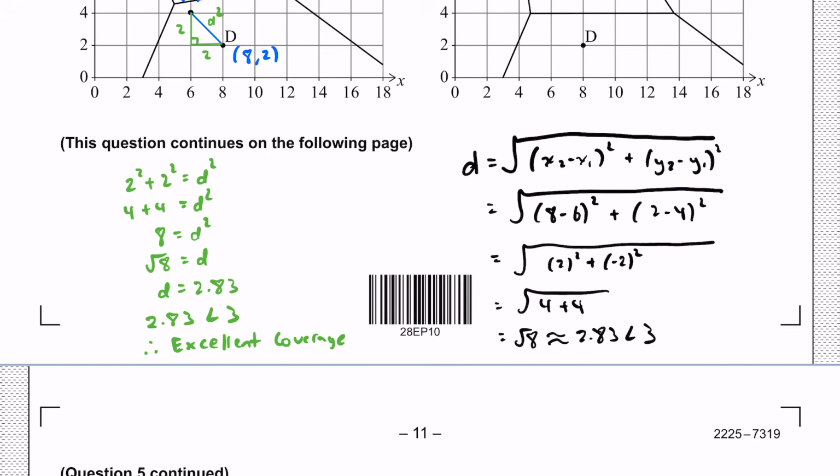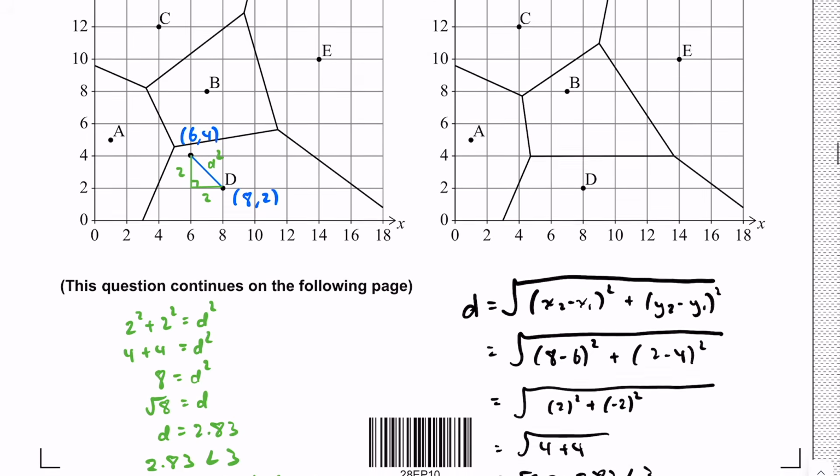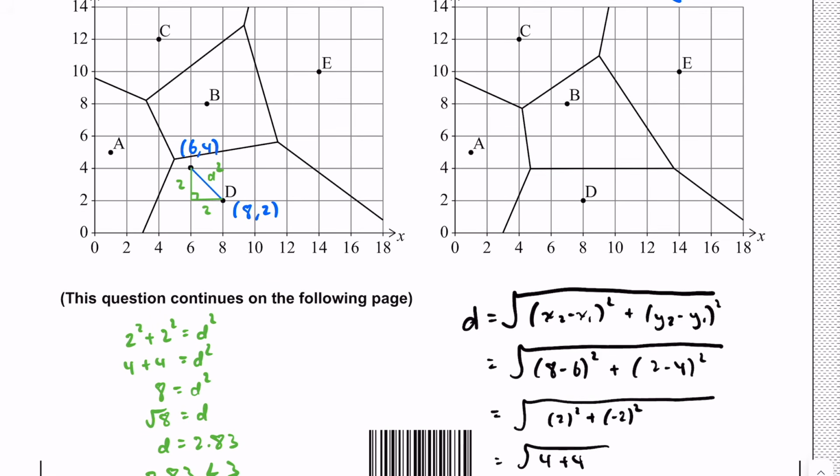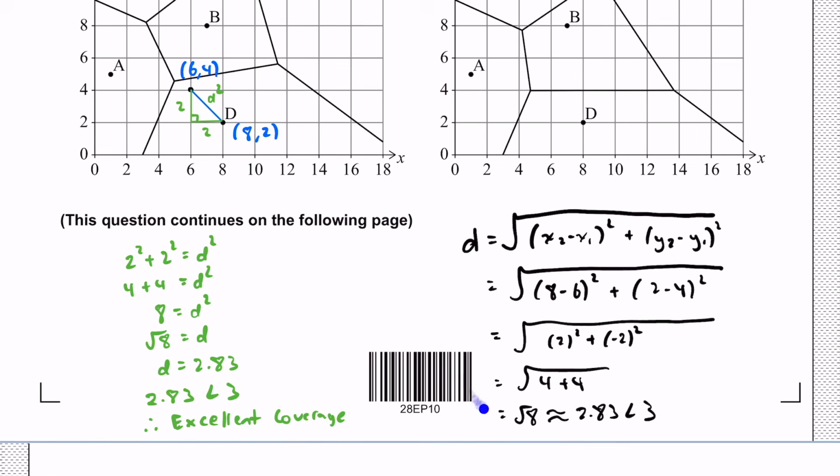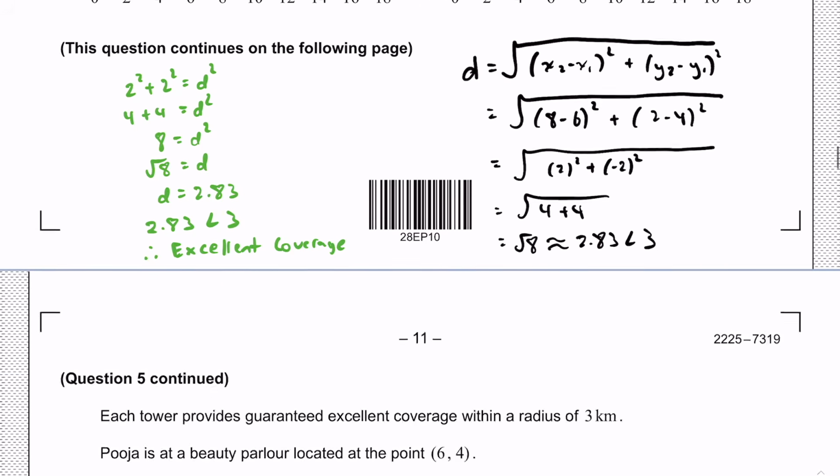Okay, so either way, I think sometimes drawing triangles is a nice conceptual way, but you can definitely use the distance formula as well. So in this case, she is less than 3 kilometers away, therefore she will have excellent coverage.